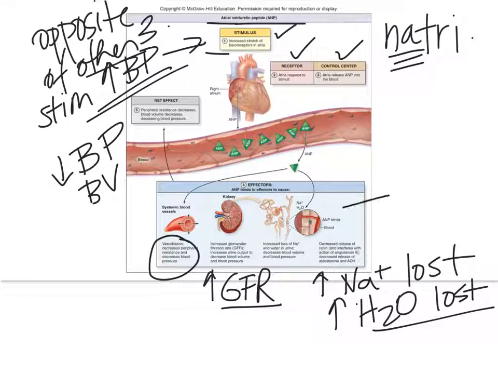So you have to go back and think about the kidneys. This is going to work on the DCT and the collecting duct.